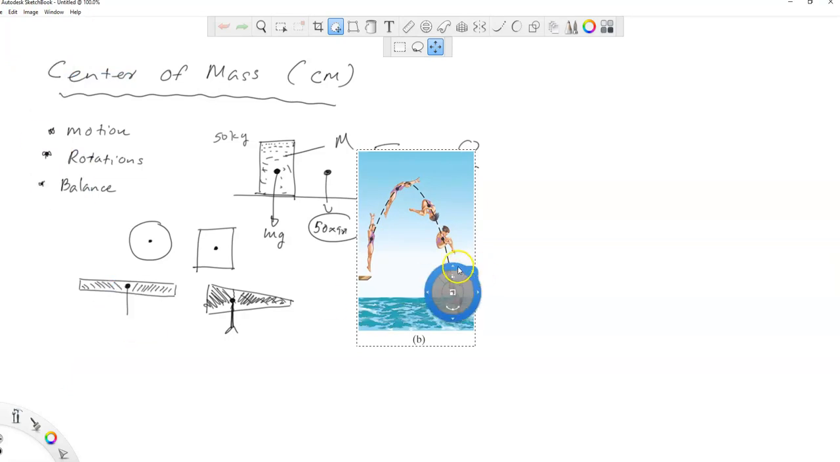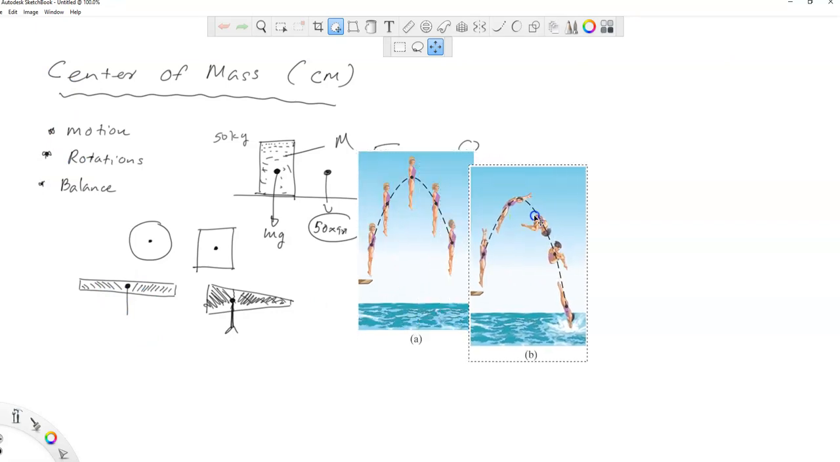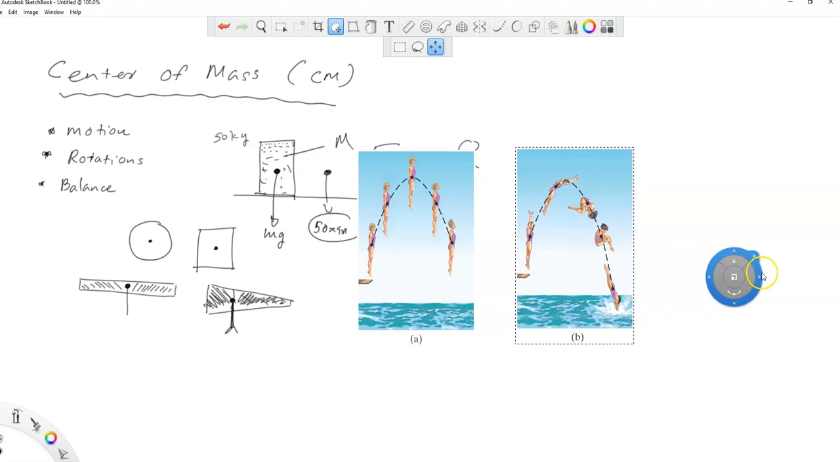This time you see the person is, let me see if I can move this. Alright. Now the person, while diving, is doing a spin, she's rotating. Again, the body rotates around the center of mass. That's the other significance of center of mass.